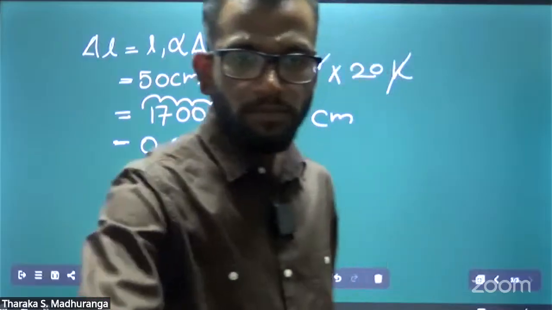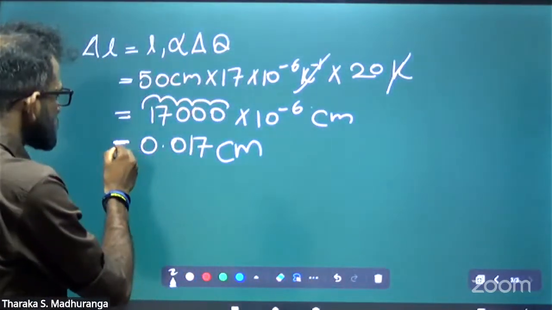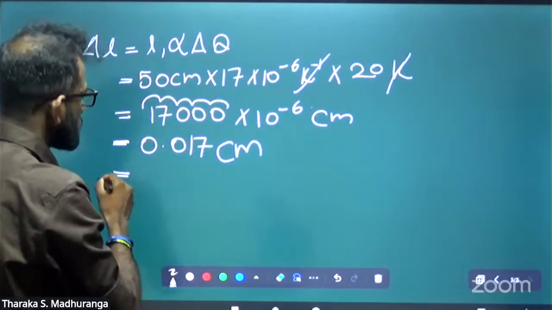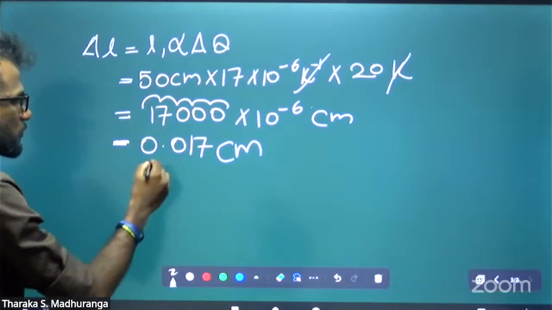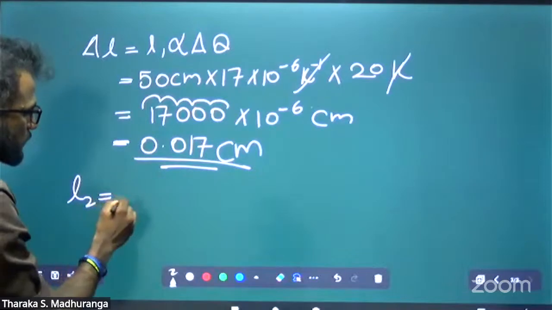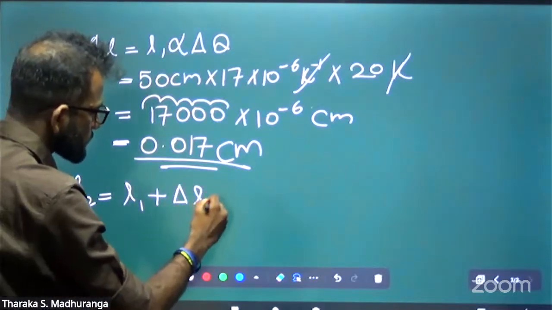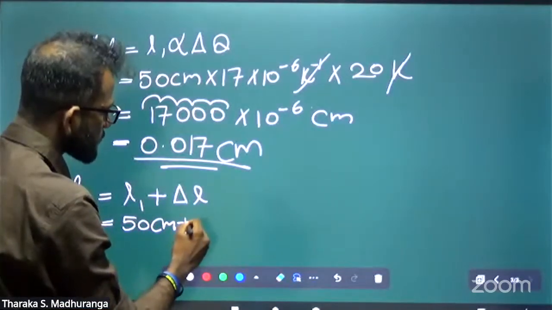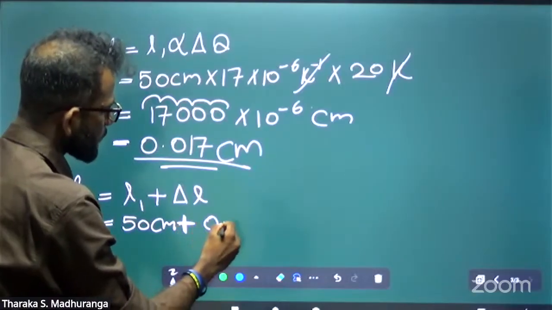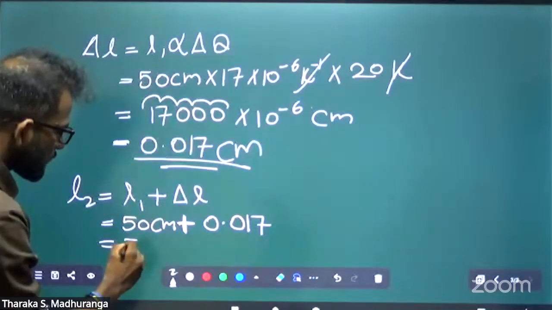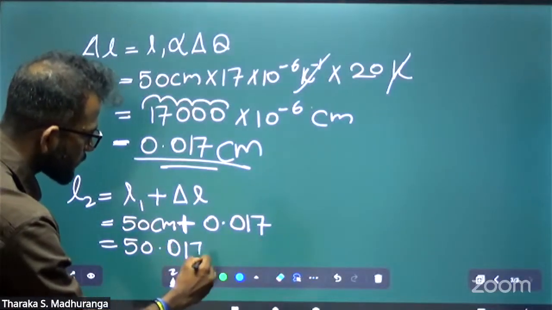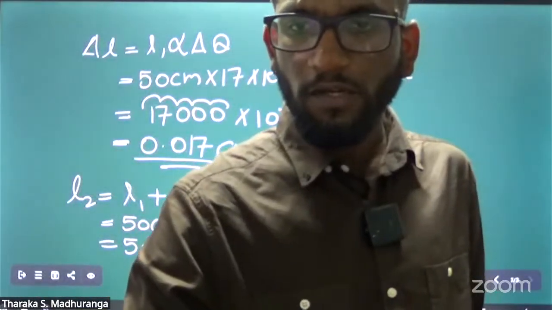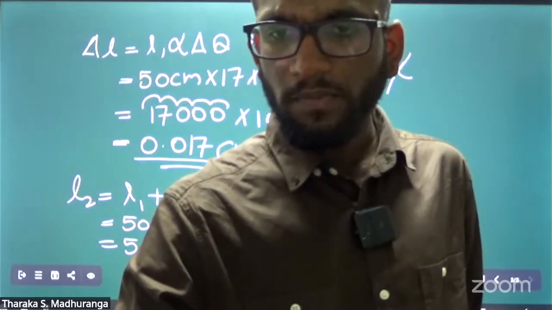Are you good? Okay, now 0.017 centimeters. Now L2 is asked, the delta L is okay. L2 is L1 plus delta L. Then 50 centimeters plus the delta L, 0.017, is 50.017 centimeters. 50.017 centimeters. Very good, Sanura. Kabir correct. Dihini.